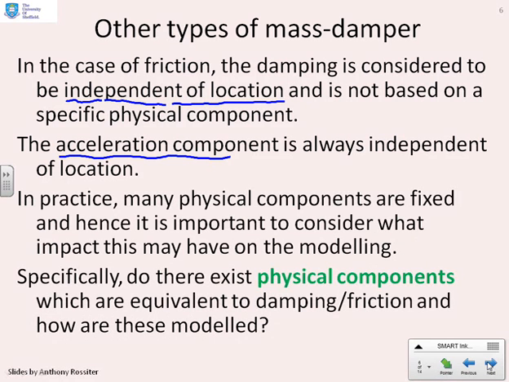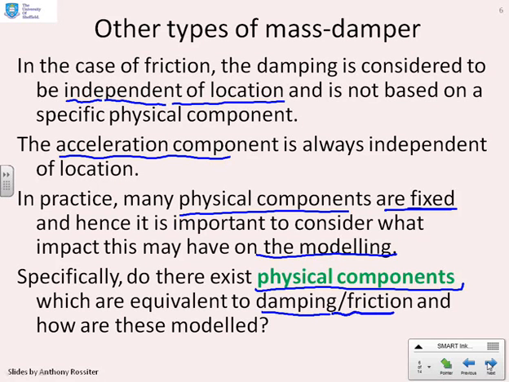However, in practice with mechanical systems, a lot of the physical components are actually fixed. They're fixed to something like a wall or a floor. And we want to ask ourselves, will this have an impact on how we model those systems? And in particular, we also want to say, do there exist some physical components which are equivalent to a damping or a friction and how might we model those?